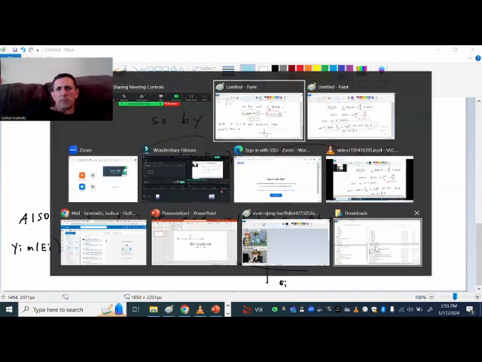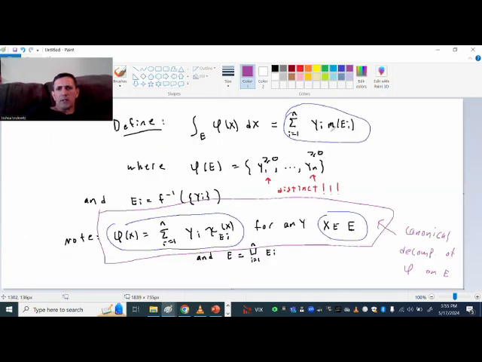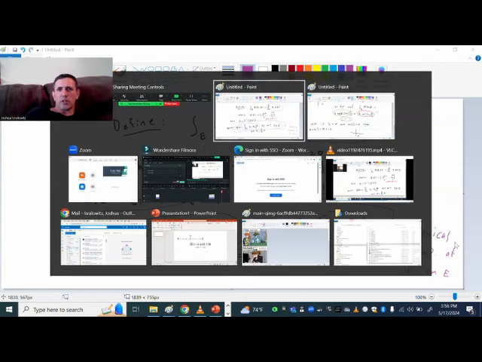Now, if it happens that one of the yi's is infinity and the measure of Ei is infinity, there's no subtlety there. Infinity times infinity is infinity. Or in general, if yi is not 0 and the measure of Ei is infinity, then the product there is simply infinity. So there's no subtlety there.